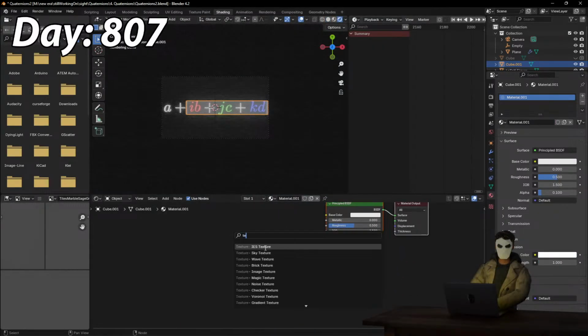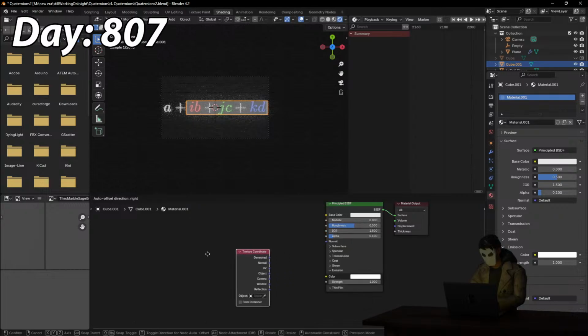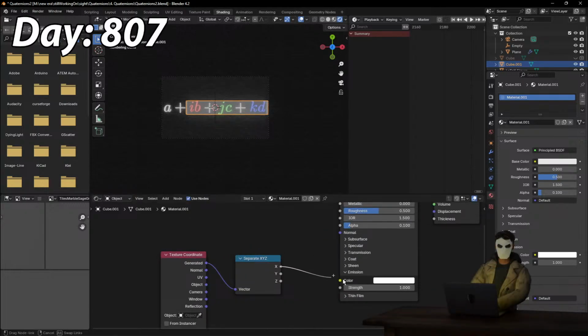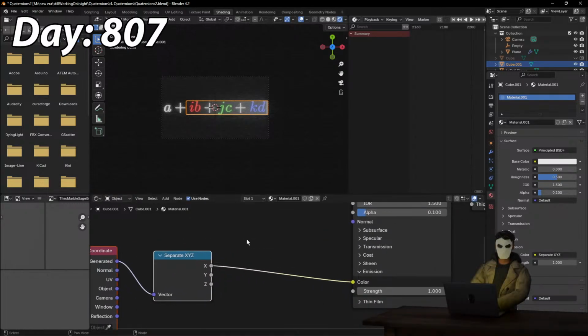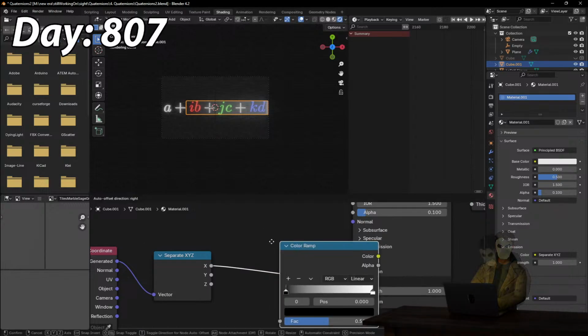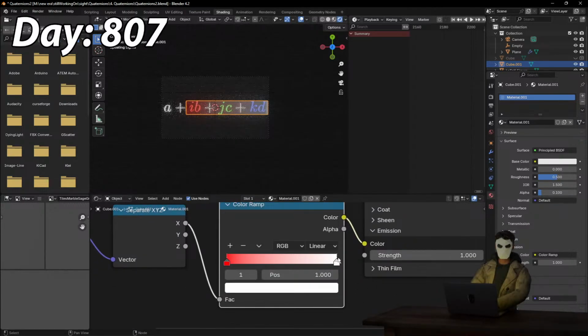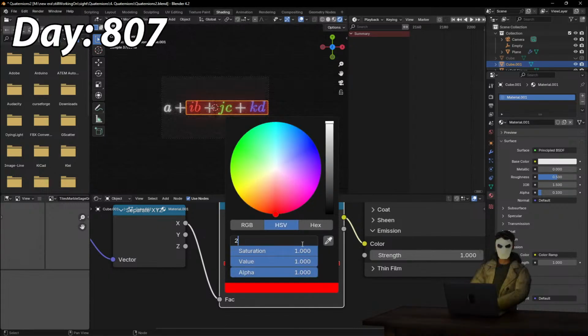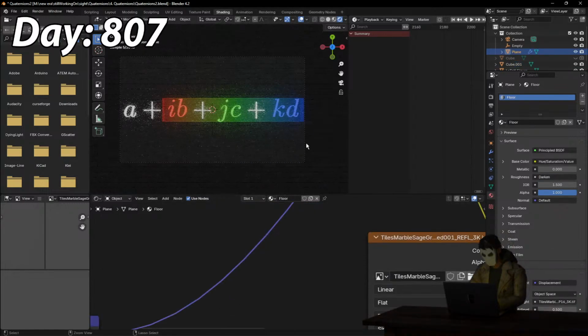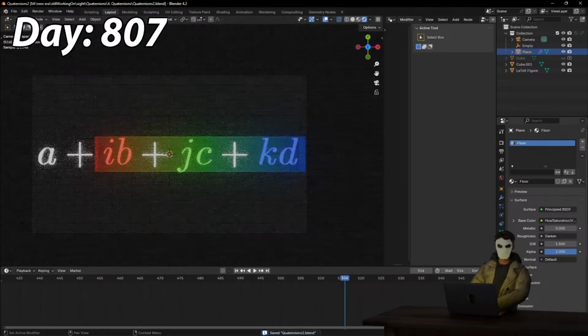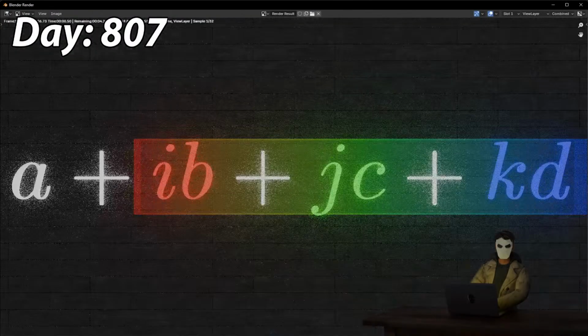Texture coordinates, separate into XYZ, perfect, and then color ramp. It's going to be red, it's going to be blue, it's going to be green. There we go. Now render animation.